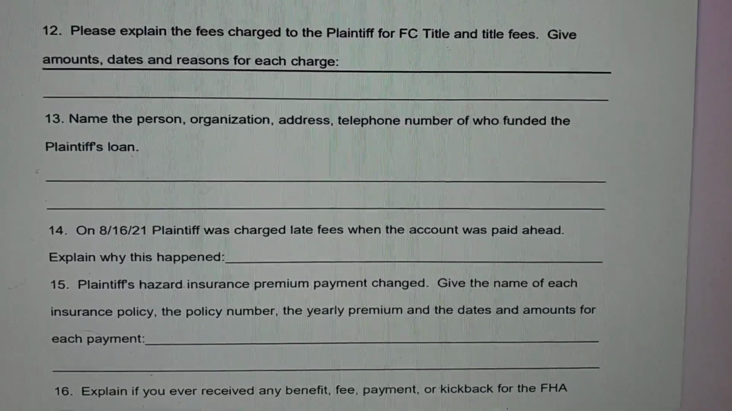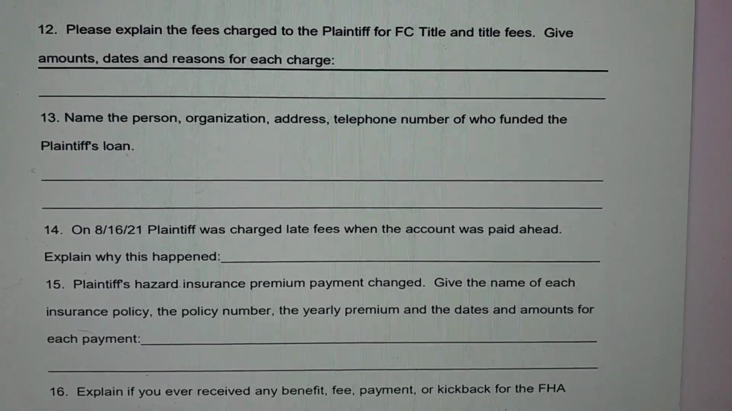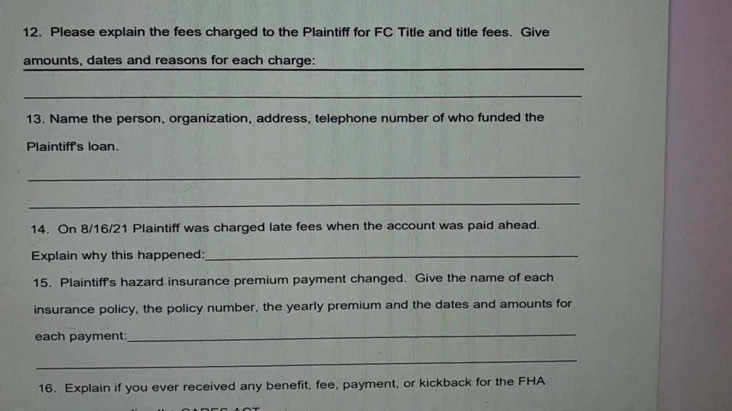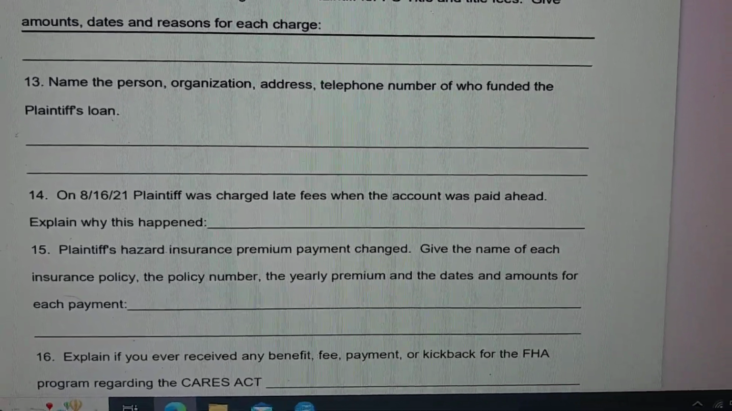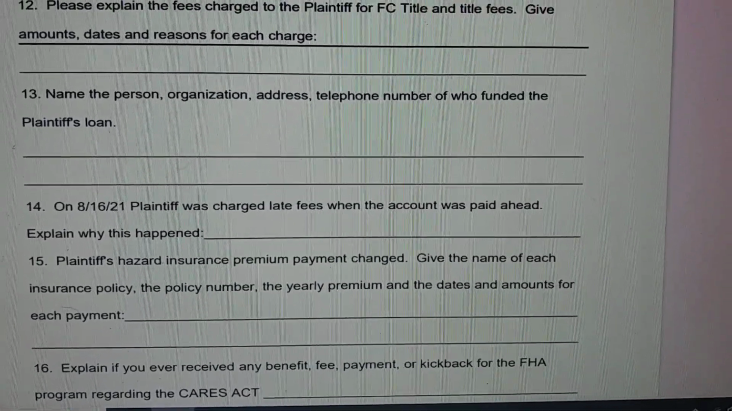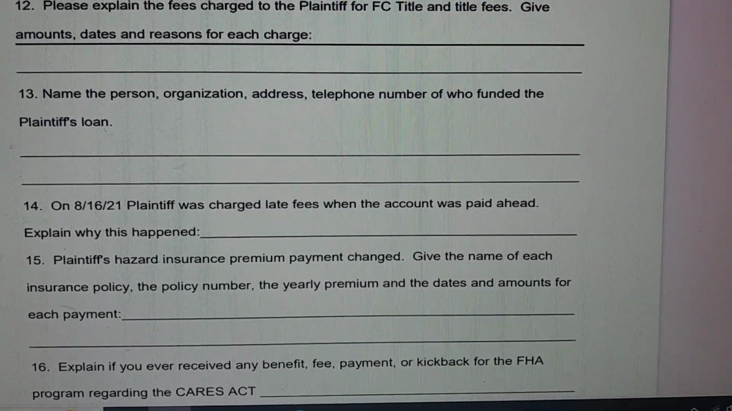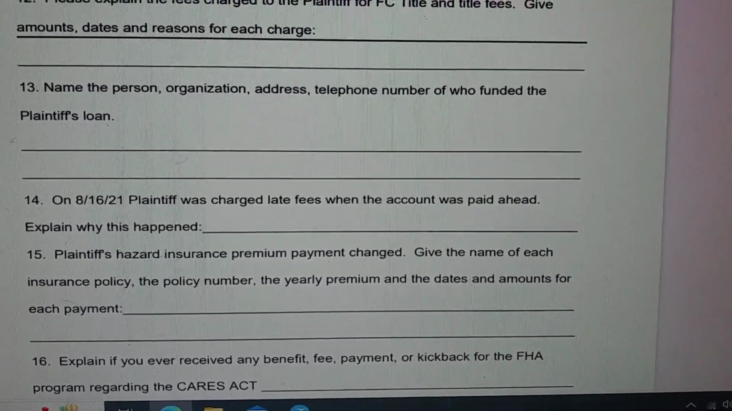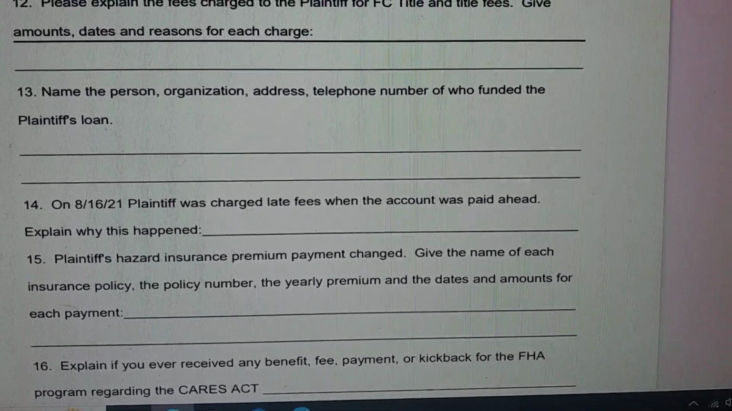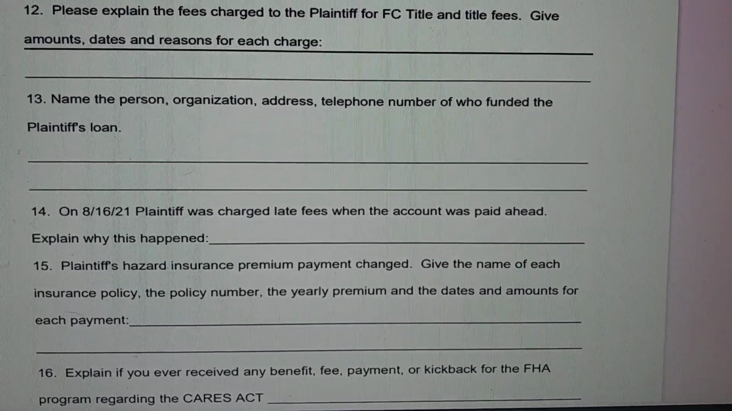Number 14, on August 16, 2021, plaintiff was charged late fees when the account was paid ahead. Explain why this happened. Number 15, plaintiff's hazard insurance premium payment changed. Give the name of each insurance policy, the policy number, the yearly premium, and the dates and amounts for each payment.